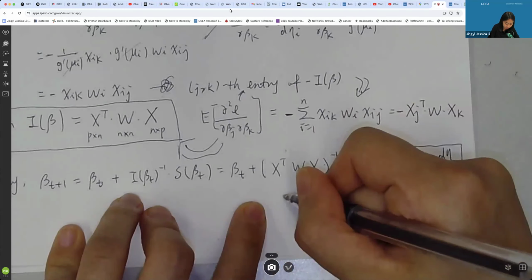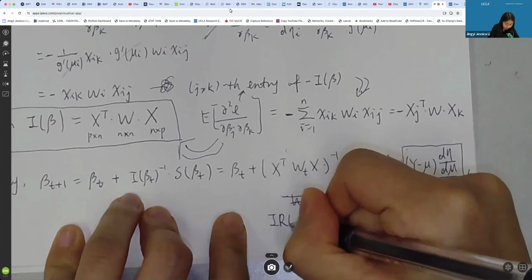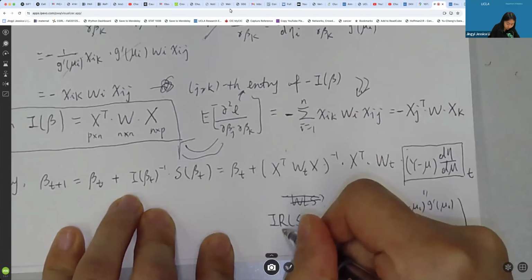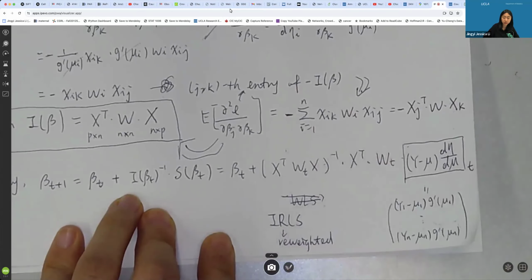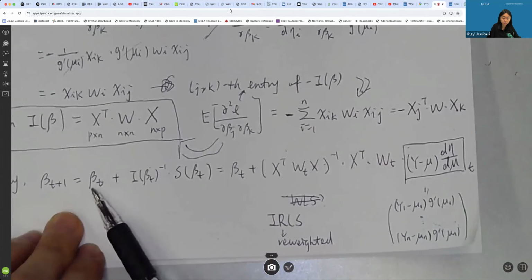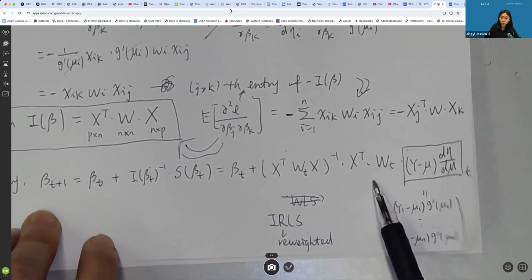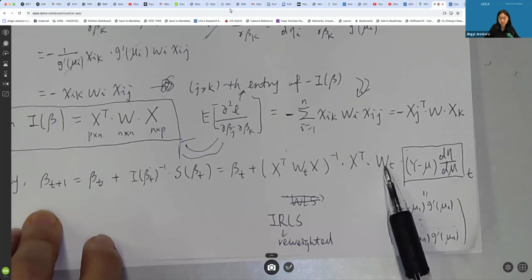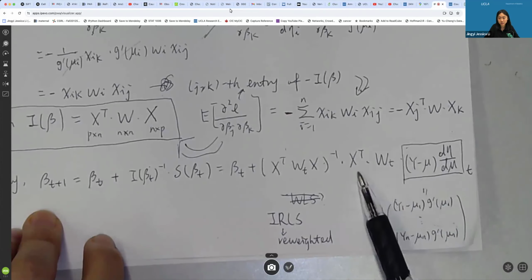So that's what's called IRLS, iteratively reweighted least square. Why do we call this algorithm iterative? It's obvious, right? We're updating beta iteratively. Reweighted means that this W weight is being updated. Every time we reweight it. And LS is for least square.